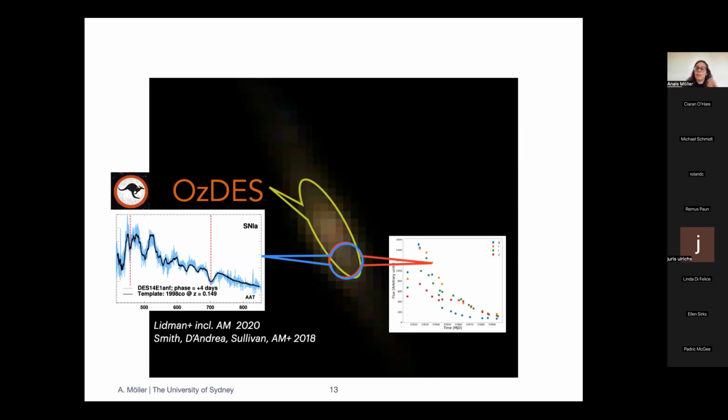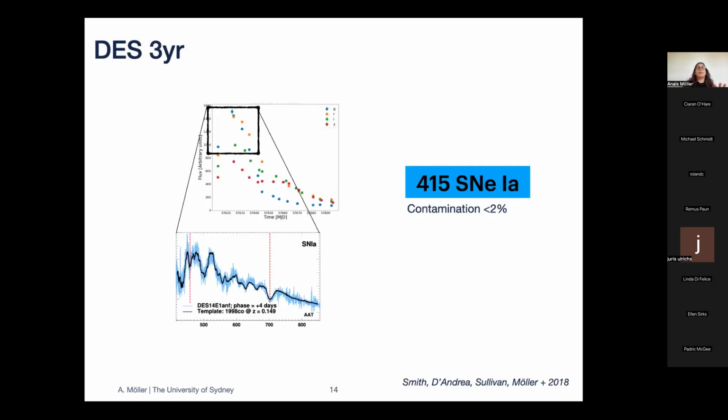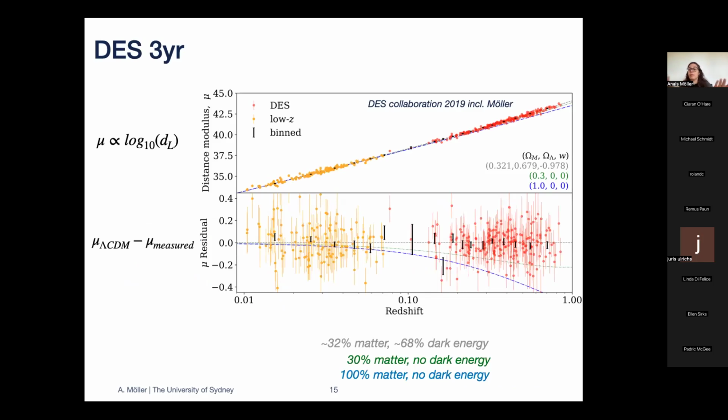Now, I told you that the Dark Energy Survey did a 5-year survey. But for the first 3 years of the data, we decided to do a first analysis of the data. So what we did is we took our supernova, the ones that we classify using the spectra to know whether it's a type 1a or not, and we obtained 400 type 1a supernova. And we expect the contamination for this sample to be less than 2%. These 400 type 1a supernova, we use them to measure how the universe was expanding.